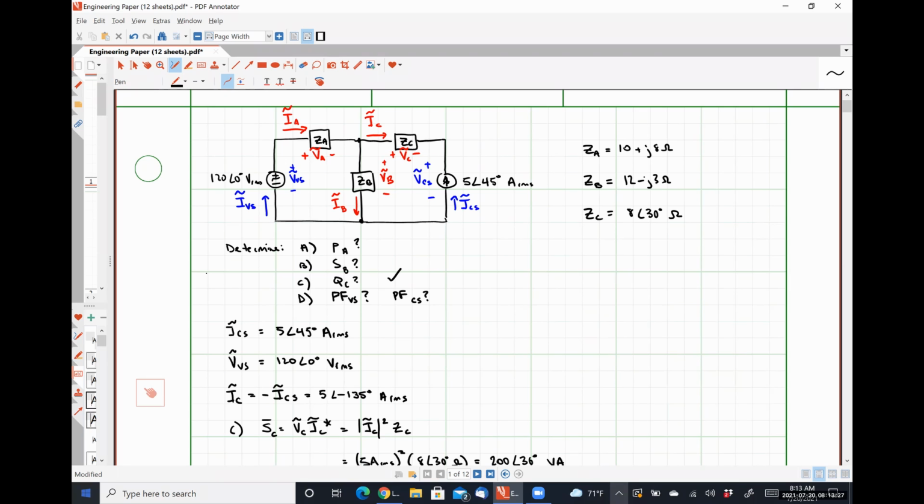So using KVL is how I would get the answer at the end, but it would require me knowing some other voltages first. So let's focus on parts A and B here: the voltage and/or current flowing through impedance ZA and through impedance ZB.